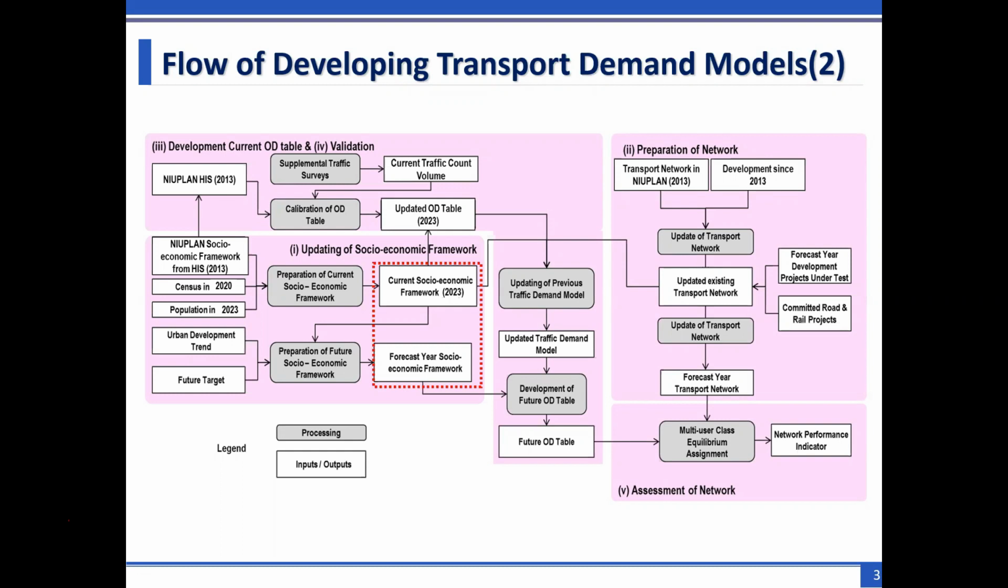If the existing and future socio-economic information is inappropriate, of course, the output, the traffic demand and traffic volumes in the future year, must be wrong. So the socio-economic framework is an essential part of demand forecasting. But this issue is not much discussed in the transport field because it belongs to the urban planning field. So these issues must be clearly discussed, and the knowledge and definitions must be shared among each other.